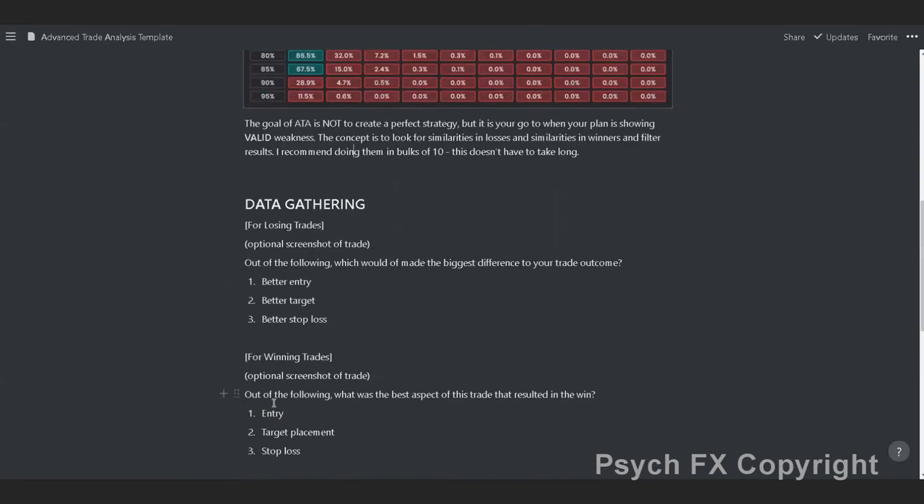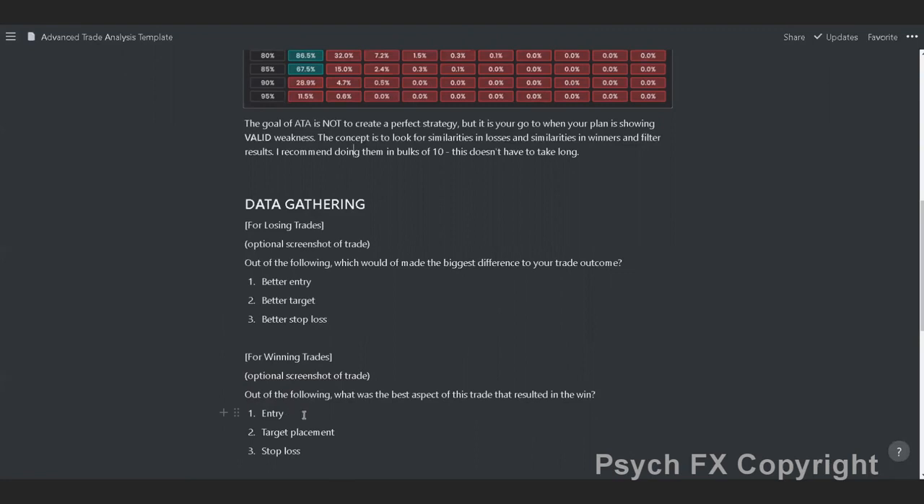For the winning trades, again, out of the following, what was the best aspect of this trade that resulted in the win? So maybe your entry was a little bit lower for that buy, which allowed you to have a better target placement. Okay, and so a lower target placement, which means price didn't have to travel as far.